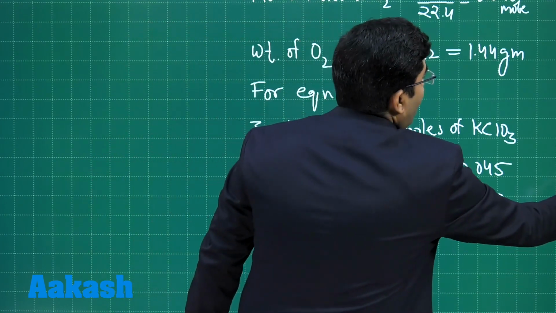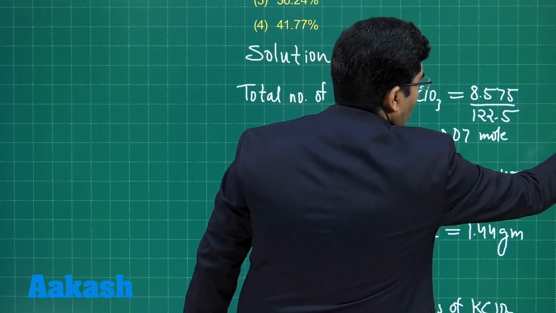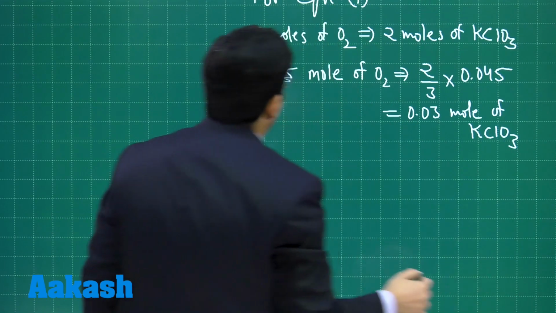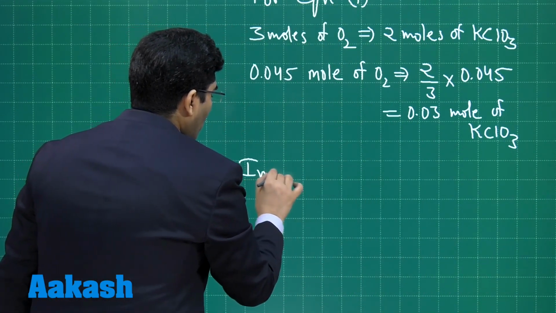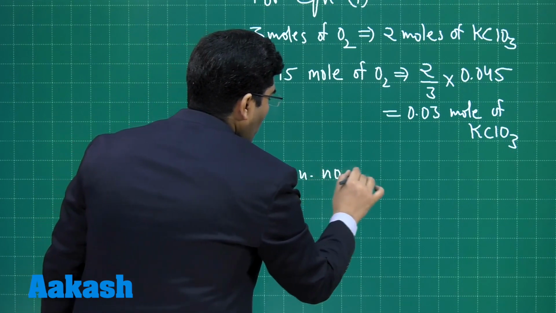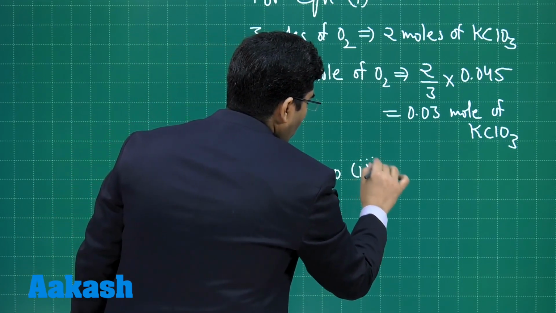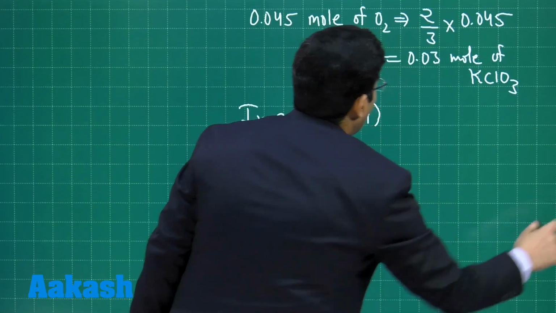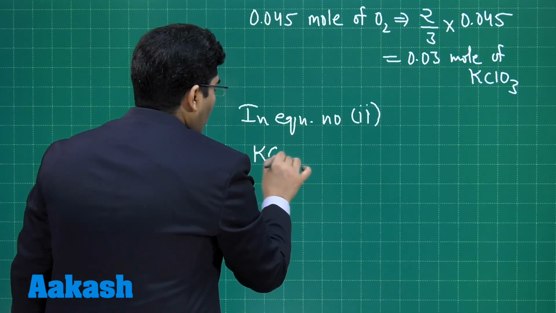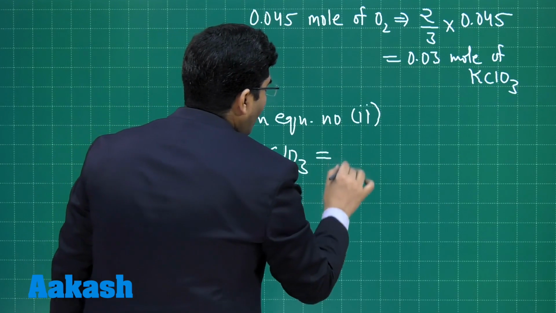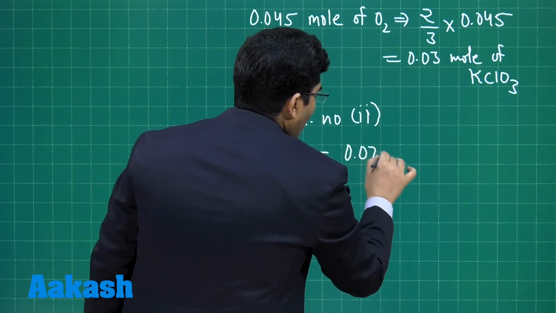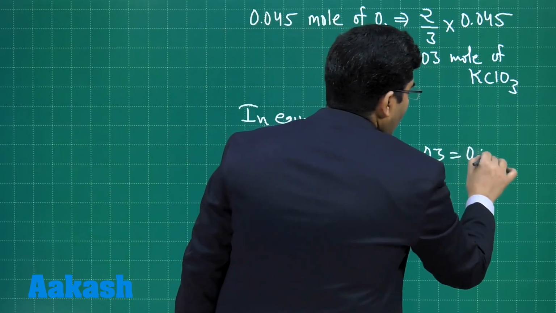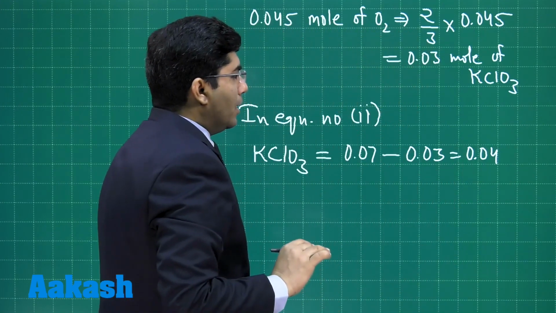Now the total number of moles of KClO3 is 0.07. Therefore we can say that in equation number 2, the moles of KClO3 which are used, that will be 0.07 moles minus 0.03 moles, that is equal to 0.04 moles, right?